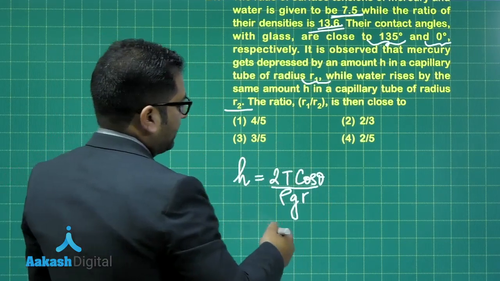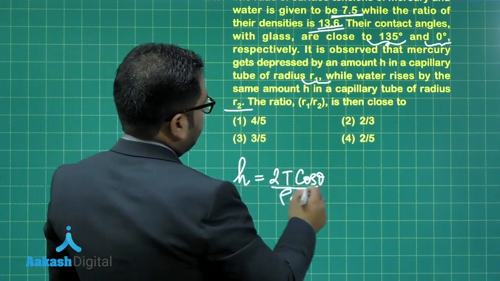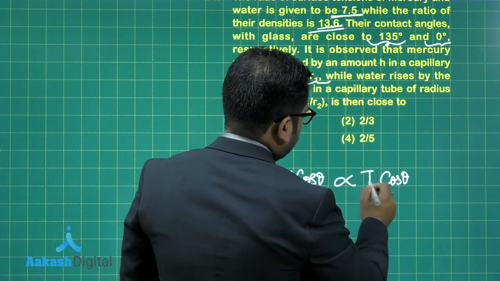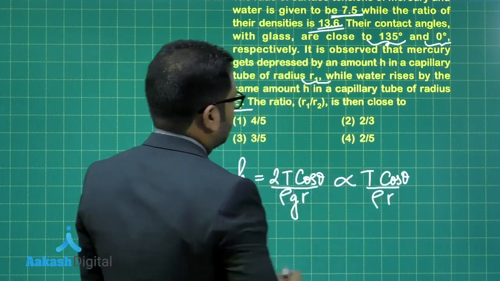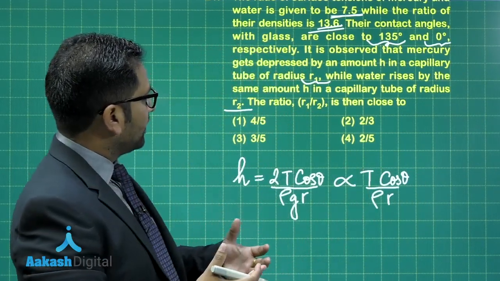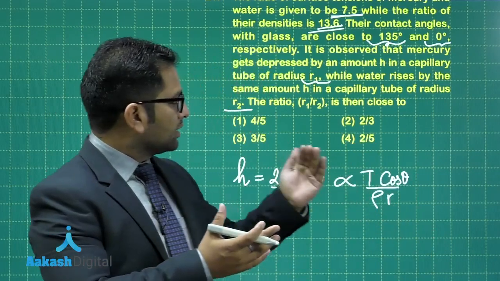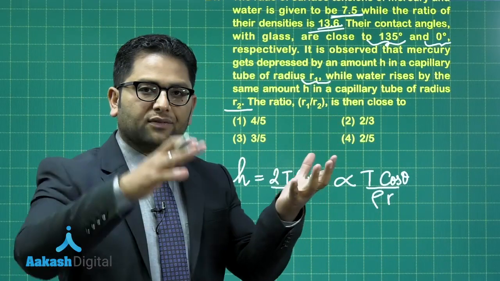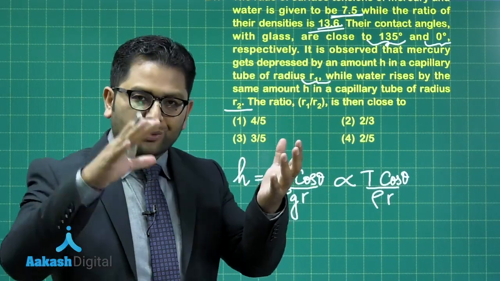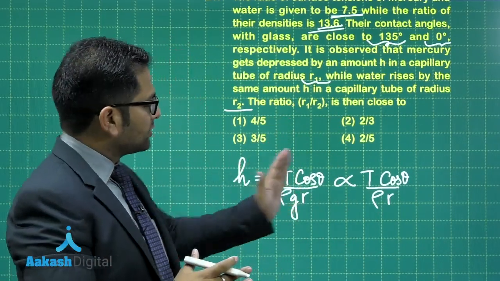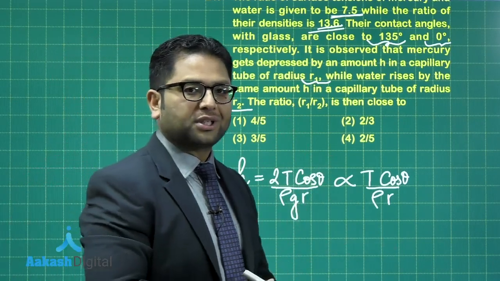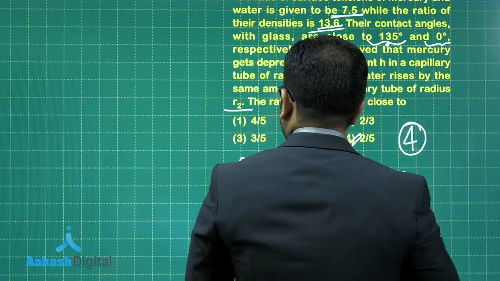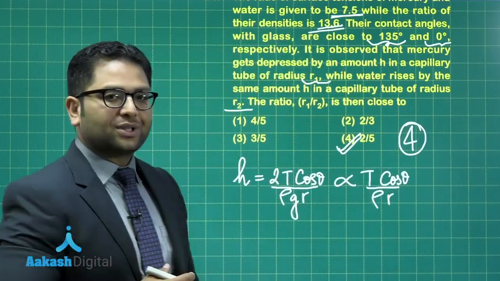Now let's see. Quite obviously, h is directly proportional to T cos theta divided by rho times r. And we need to calculate the ratio of R1 to R2 with the given fact of the height of ascent and the height of descent. Of course, when it comes to descent, we need to take the magnitude, that's equal. So you put it, that's very, very straightforward. You get option number 4 as the correct option. That was fine. Now let's move to the next question.